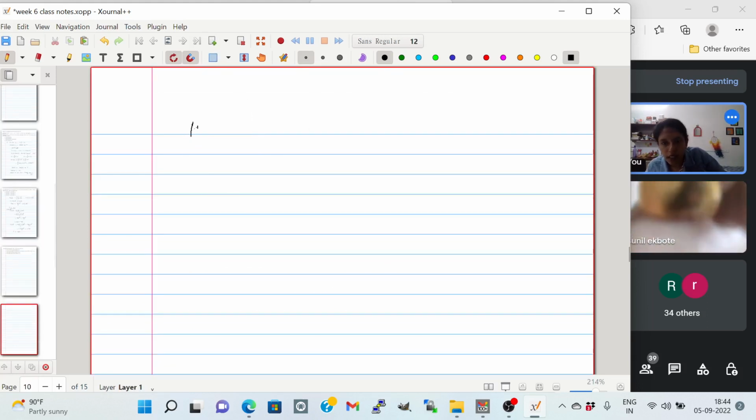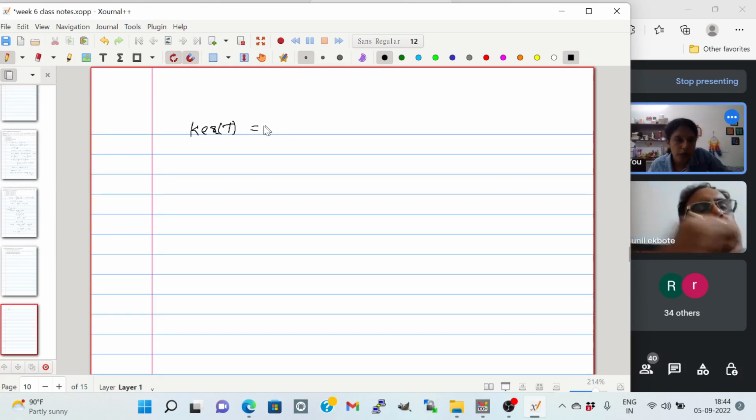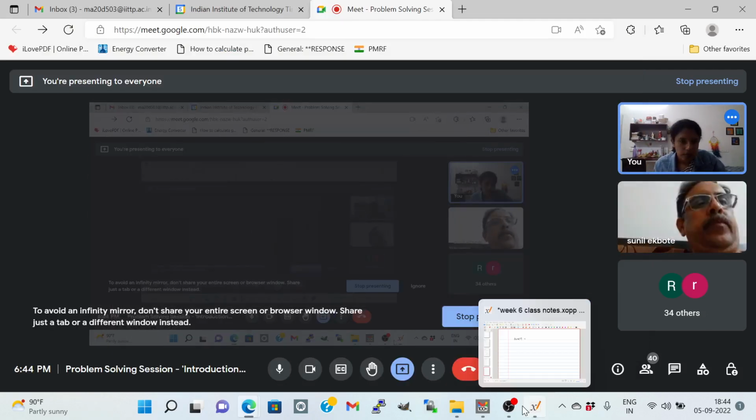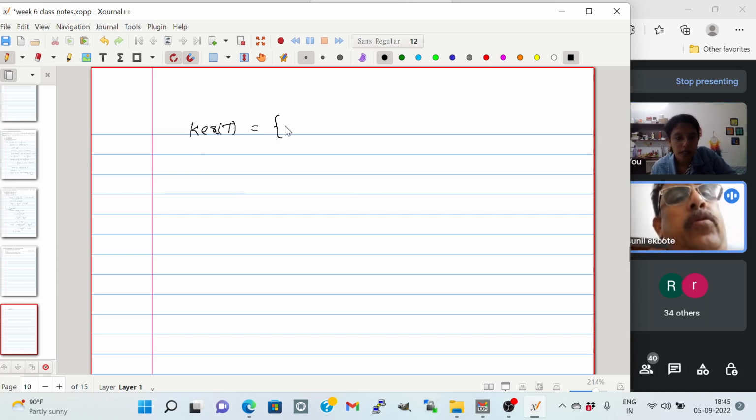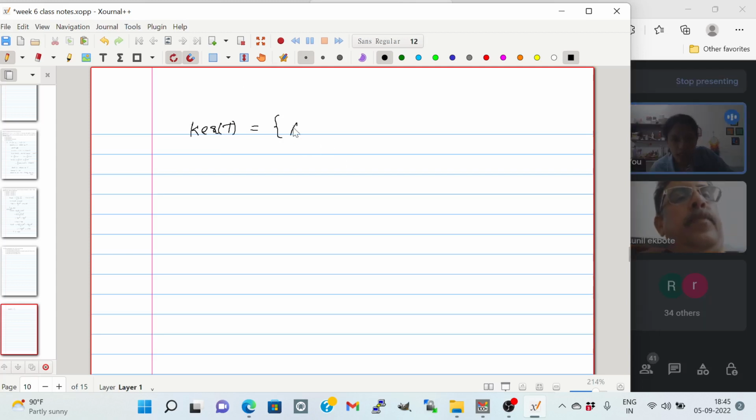What is the kernel of T? If T is the linear transformation given above, by definition, what is the kernel of T? Yes, T of x equal to 0. Here, T is a map from the set of all matrices, right? So we can take it as the set of all A such that T of A equals 0. This 0 is the 0 matrix.